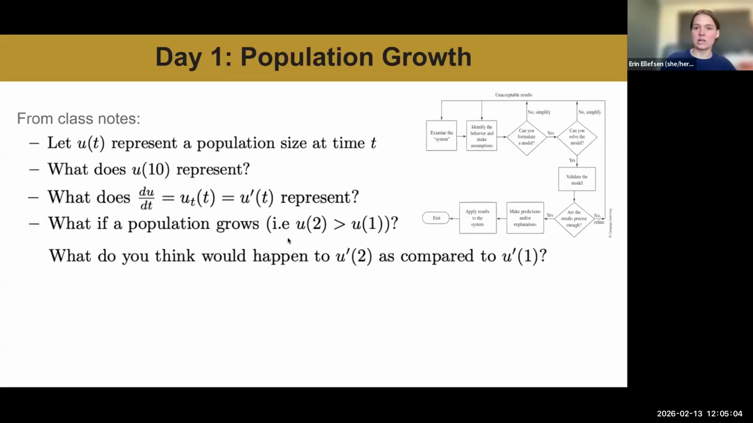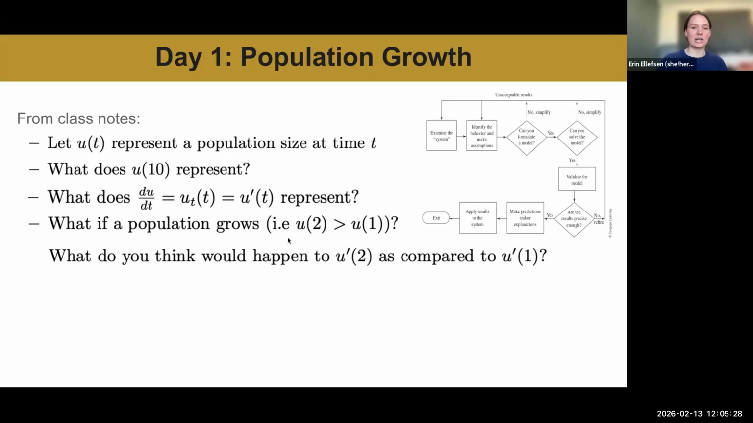All right, so day one, we look at population growth. This is just a screenshot of some of my class notes. I have them start by first reminding themselves of some notation. If U is our population, what does U(10) represent? How do we interpret the derivative? And usually they can come up with those things. So we're talking about rates of change.